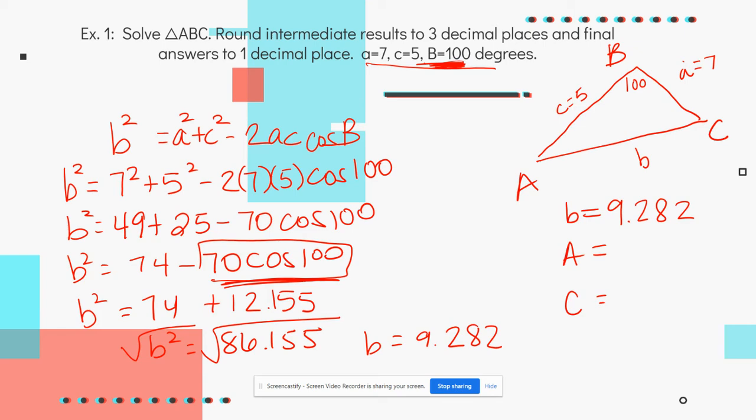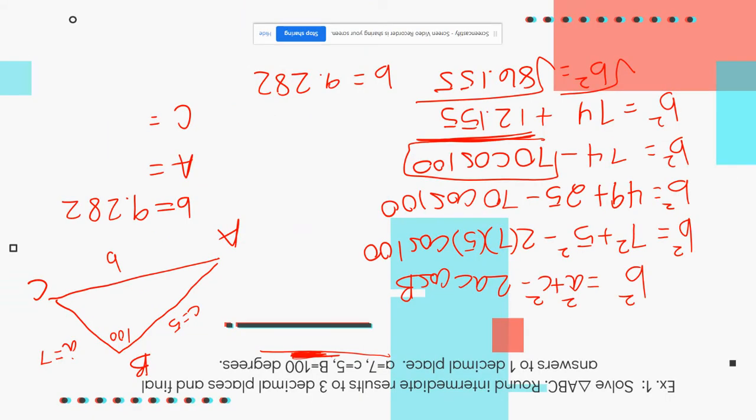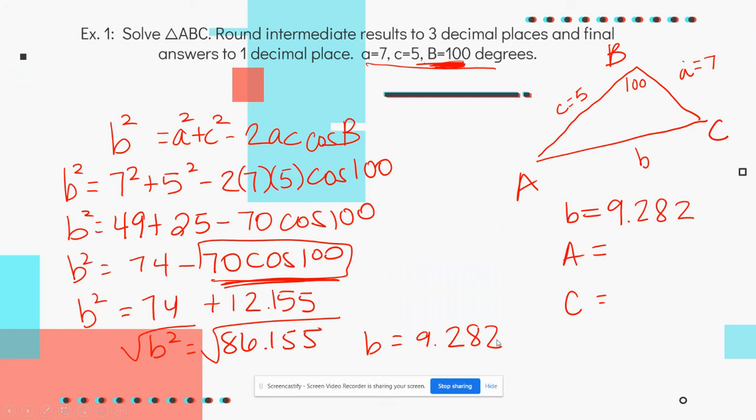So let me go ahead and show you again how to use this in your calculator. Or you know what? I can show you on the next problem. Okay. All right. Now, how can I find capital A? And I can plug in 9.282 here if I wanted to as well. How can I find capital A? I'm going to change colors.